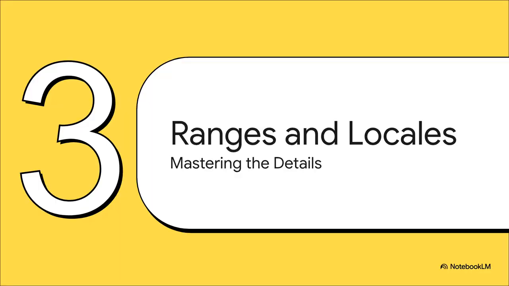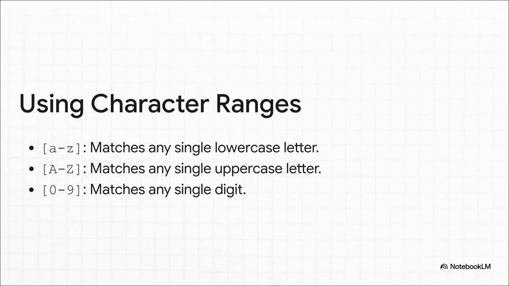Okay, so now that you've got the basics down, let's level up a bit. We're going to explore two slightly more advanced topics that'll really sharpen your globbing skills: character ranges and a sneaky system setting called locale. Now, inside those square brackets, you don't actually have to type out every single character you want to match. You can use a hyphen to specify a range. So a-z becomes a super handy shortcut for any lowercase letter, and 0-9 is for any single digit.